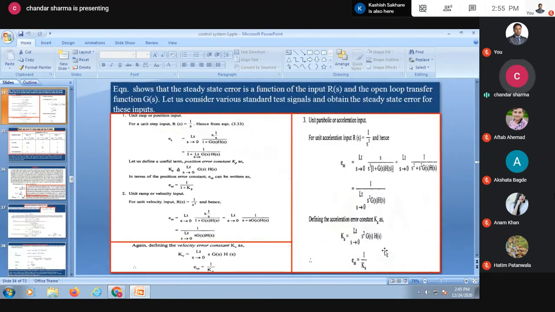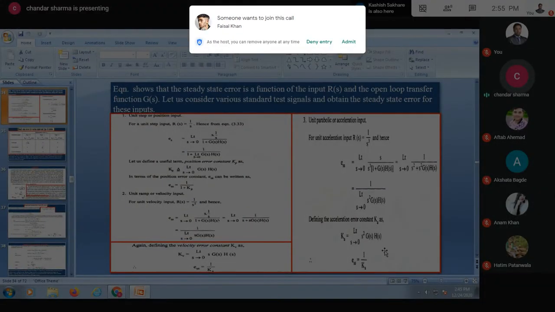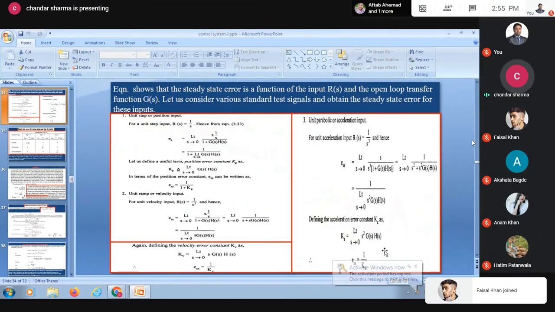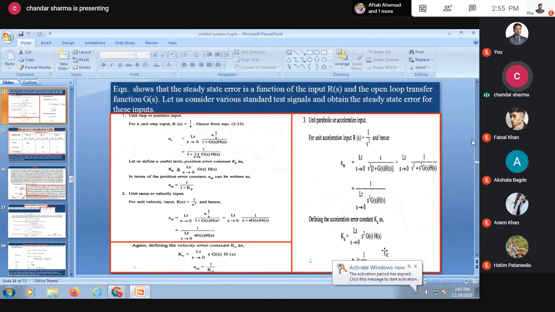That equation, sR(s) by 1 plus G(s)H(s), shows that the steady state error is a function of the input R(s) and the open loop transfer function G(s), if the value of feedback is 1. Let us consider various standard test signals and obtain the steady state error for these inputs.